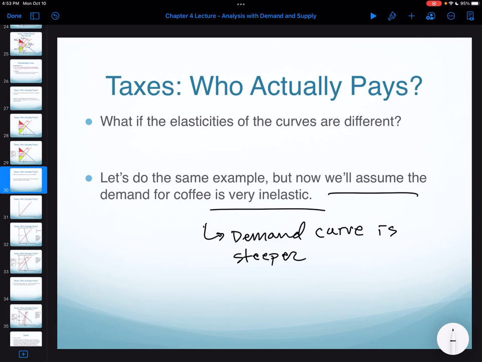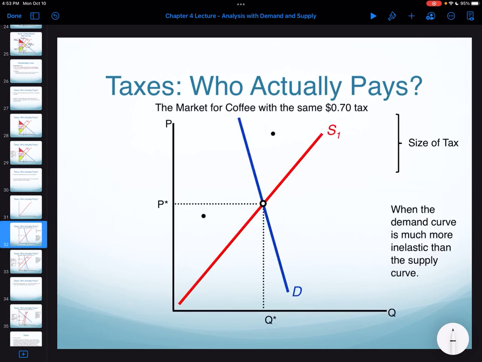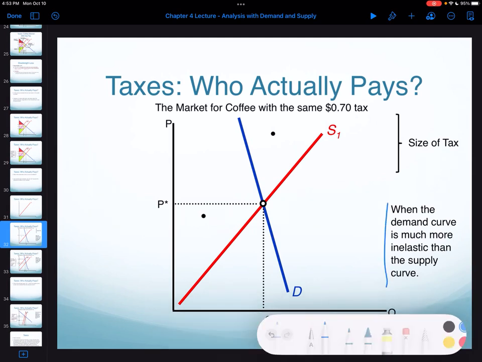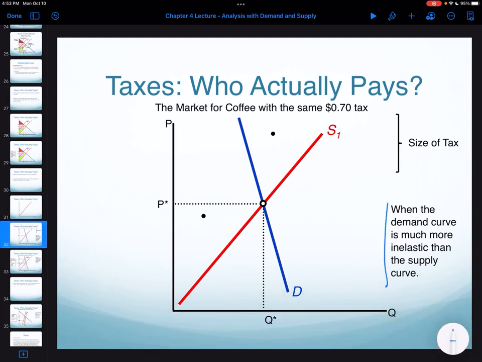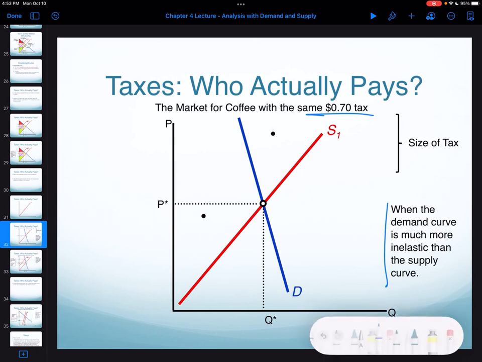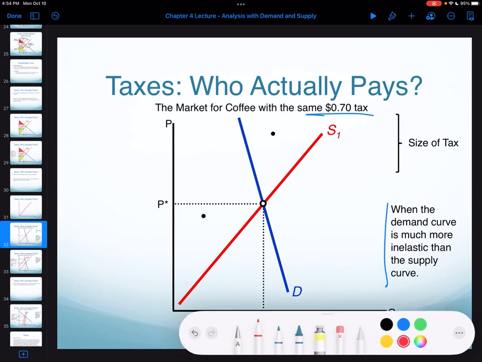All right, so let's do our example again. Same graph, and again I've drawn the supply curve exactly the same. But what I've done is I've made my demand curve really steep. So this is when the demand curve is much more inelastic than the supply curve. Let's walk through the same steps of our problem. The tax is still, whoa, lost my Apple Pencil. The tax is still the same 70-cent tax, and it's levied on the sellers. So that's why I've got the two dots there. I'm just speeding up this process.